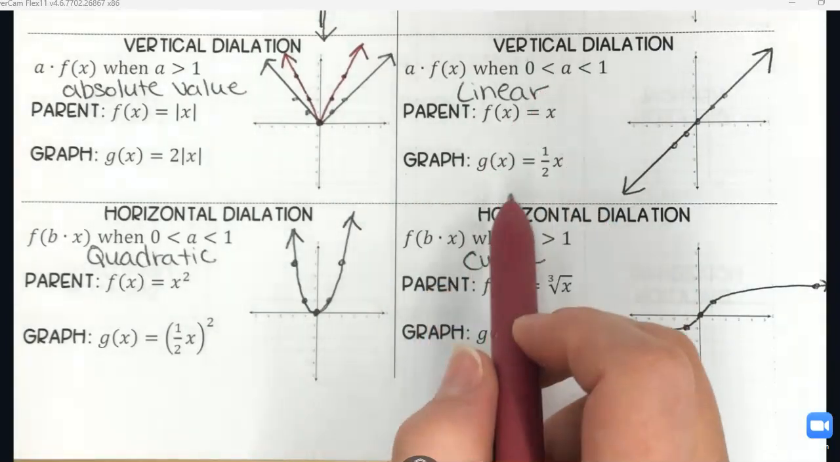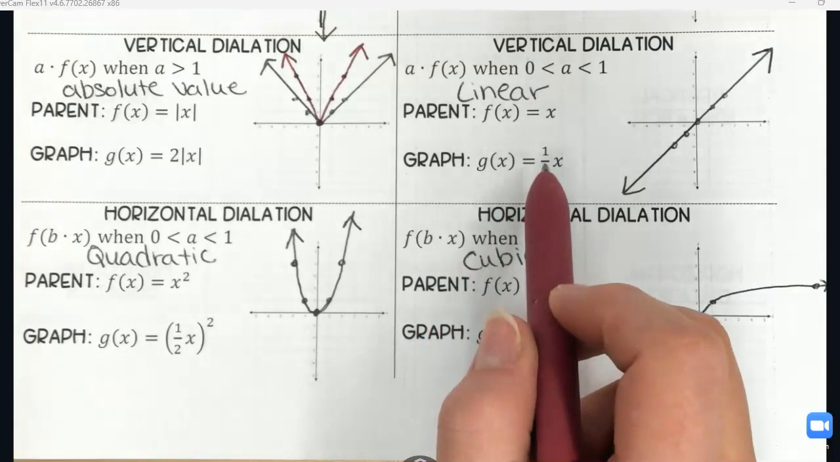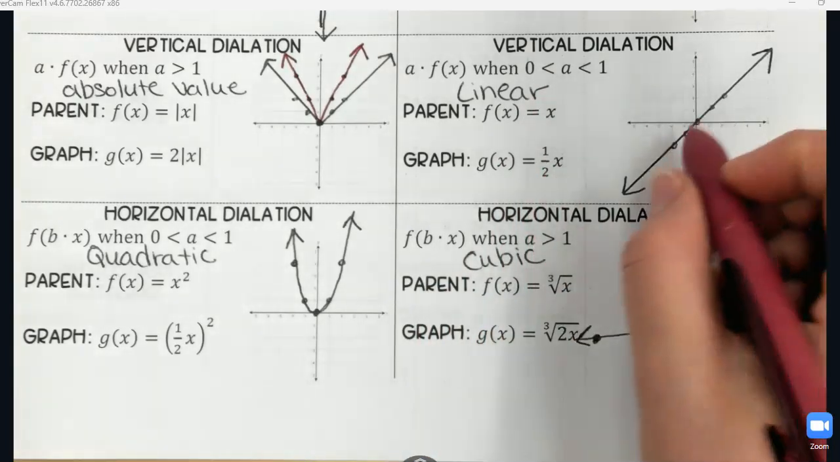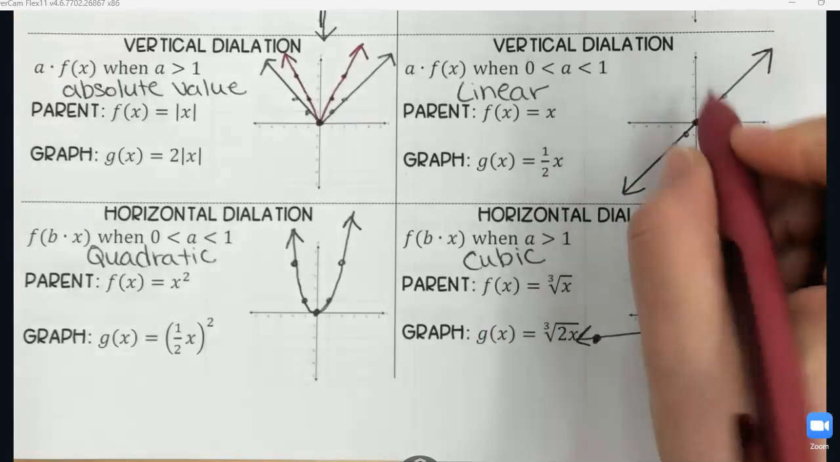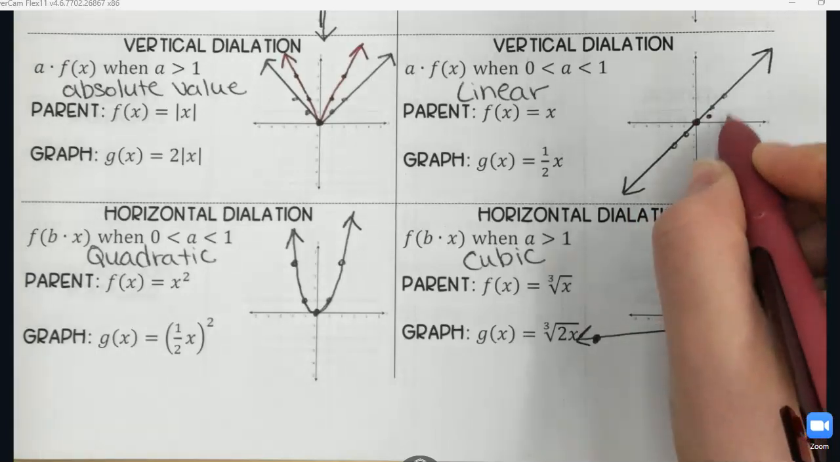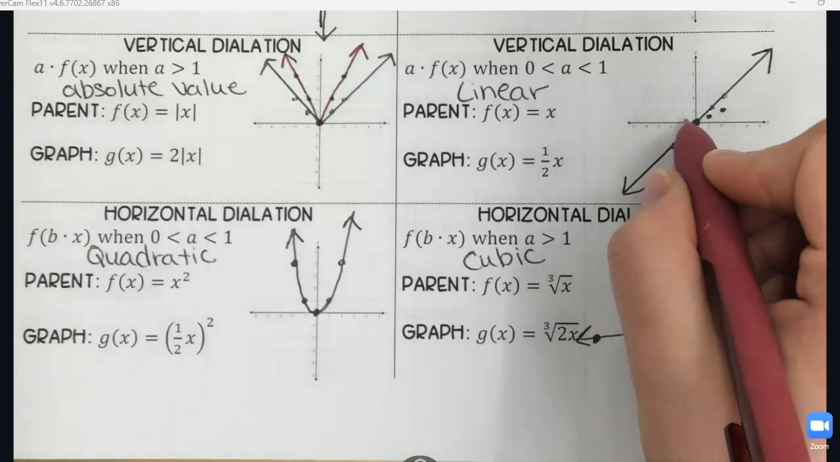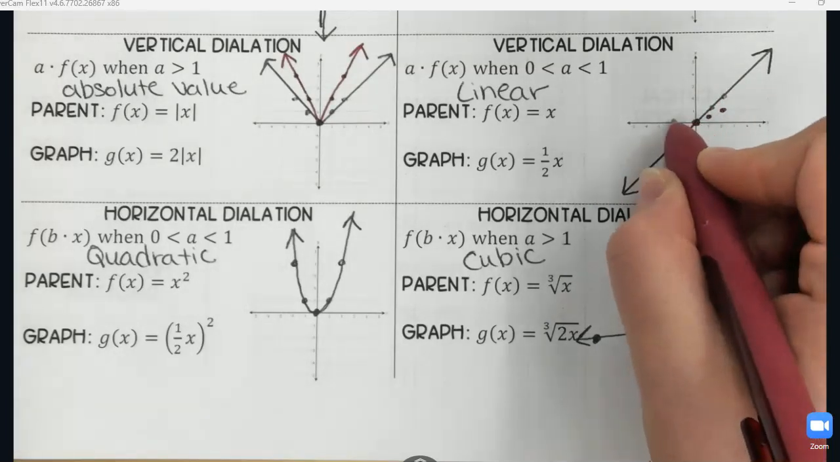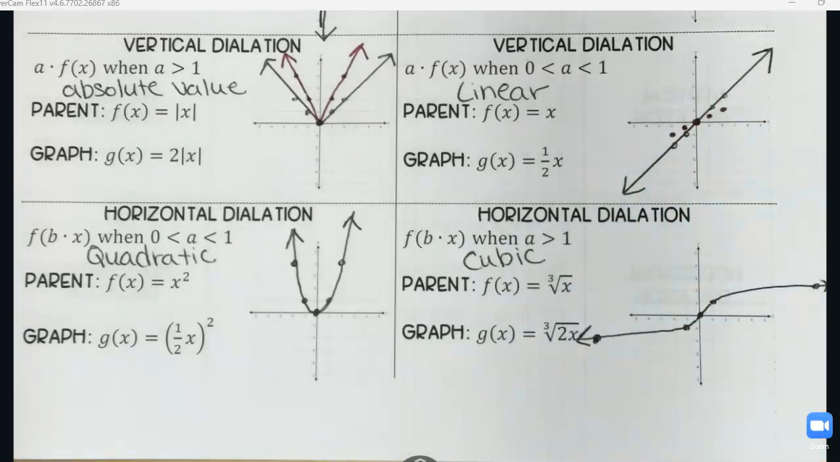All right, another vertical dilation, 1/2 x. That tells us that we are going to halve each of our y-coordinates. Now 0, 0 is going to stay the same, but instead of 1, 1, I'm going to have 1, 1/2. Instead of 2, 2, I will have 2, 1. Instead of negative 1, negative 1, negative 1, negative 1/2. Instead of negative 2, negative 2, negative 2, negative 1.